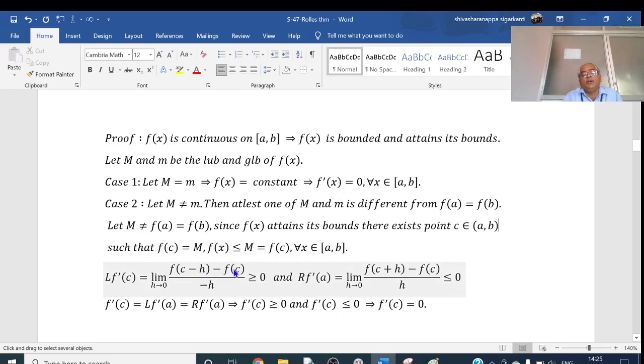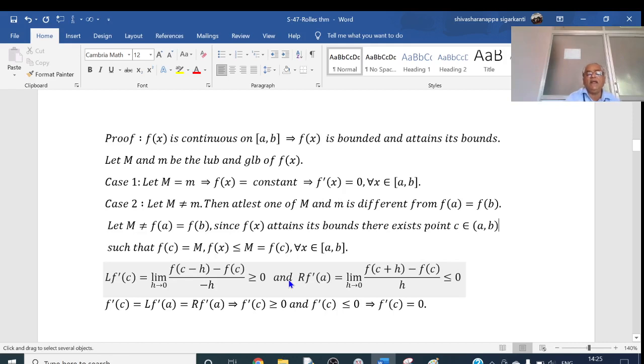Therefore, the numerator becomes less than or equal to 0. That means it may be a negative quantity, so it is less than 0 or equal to 0. If this is equal to 0, then we are getting its value equal to 0. If it is less than 0, then the numerator is negative and the denominator is also negative. Negative by negative is a positive quantity. Therefore, we write this is greater than or equal to 0.